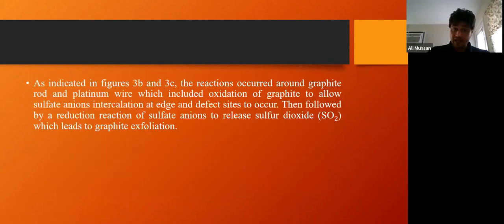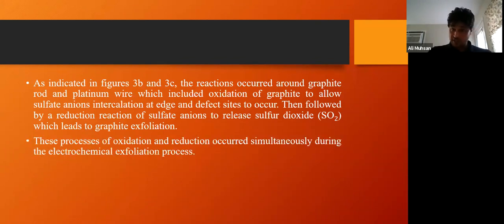This allowed sulfate anions to intercalate at the edge and defect sites of graphite, followed by reaction of the sulfate anions to release sulfur dioxide, which leads to graphite exfoliation. This process of oxidation and radiation occurs simultaneously during the electrochemical exfoliation process.